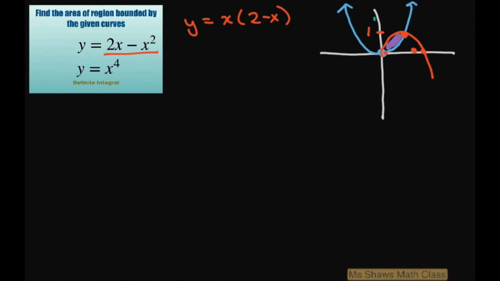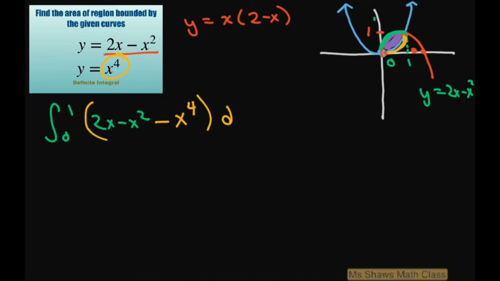Now to set up the integral, we're going from 0 to 1. And you look at this upper portion of the curve. This upper portion is what you put first. This upper portion goes with y equals 2x minus x squared, so we're going to write 2x minus x squared. And then the lower portion of the curve goes with x to the power of 4, so you subtract x to the power of 4, dx.